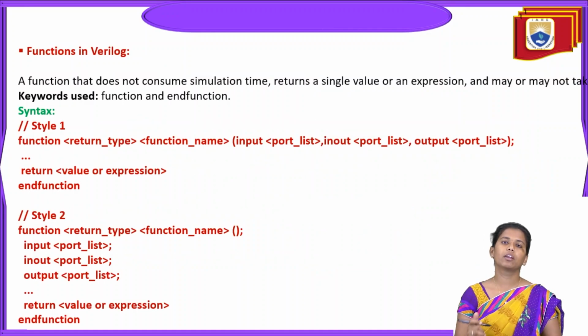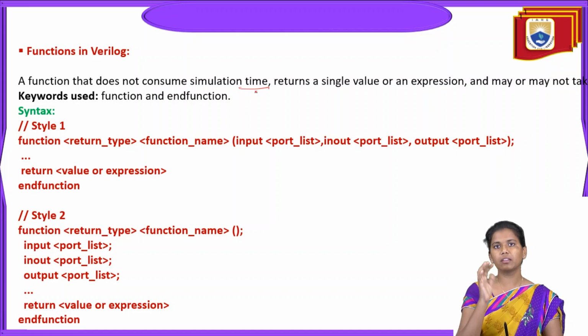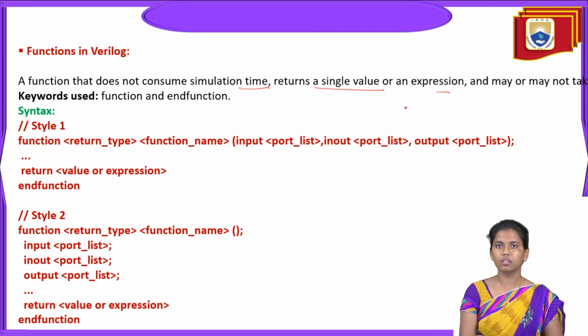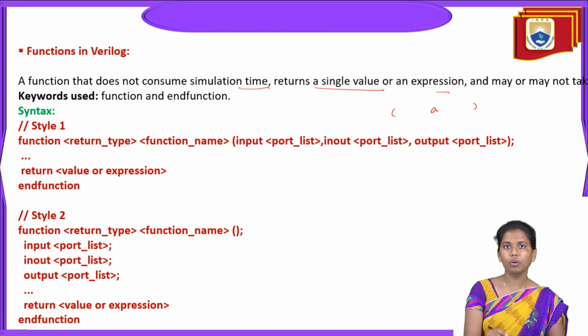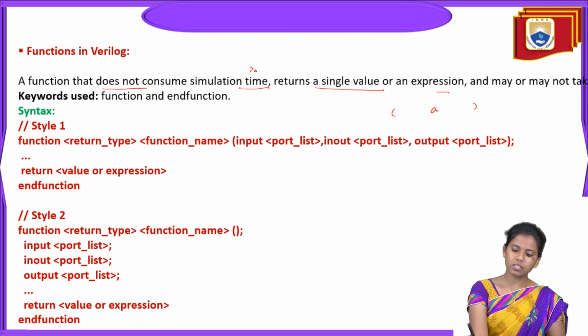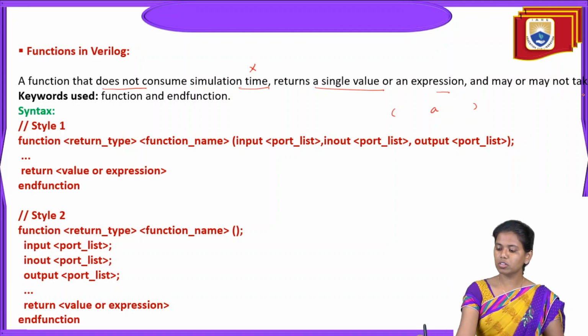Then, functions in Verilog. What are the different functions that we can see in Verilog? A function does not consume simulation time and returns a single value of an expression. So in the expression it will have only a single value. The function does not consume any time. The time constraint is not considered in functions, but it returns a single value with an expression, and it may or may not include a task.